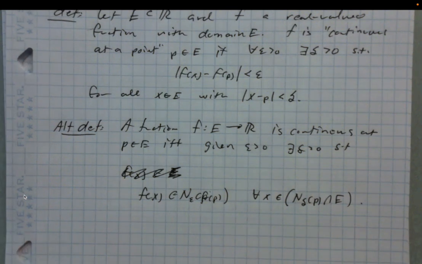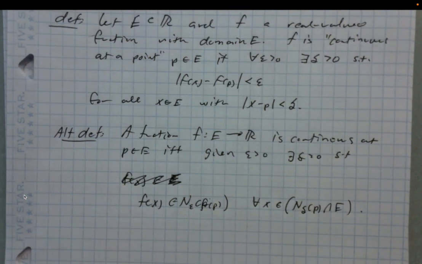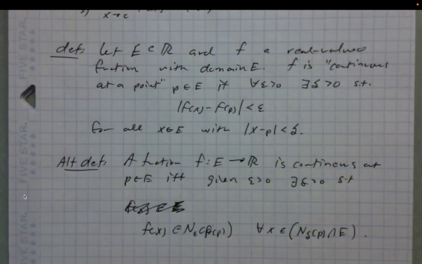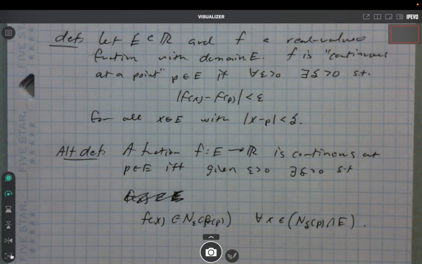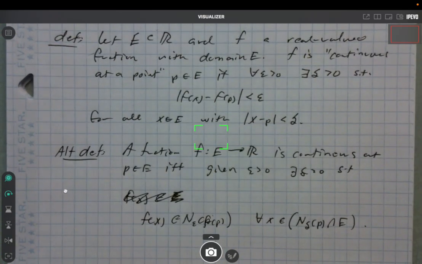So it's kind of the same idea. Basically, f of x is in the epsilon neighborhood of f of p whenever x is in the delta neighborhood of p. It's another way to think about it in terms of neighborhoods, if you prefer that sort of definition. Some people do prefer that. I don't know which I like. I think they both are great, and they have their place.